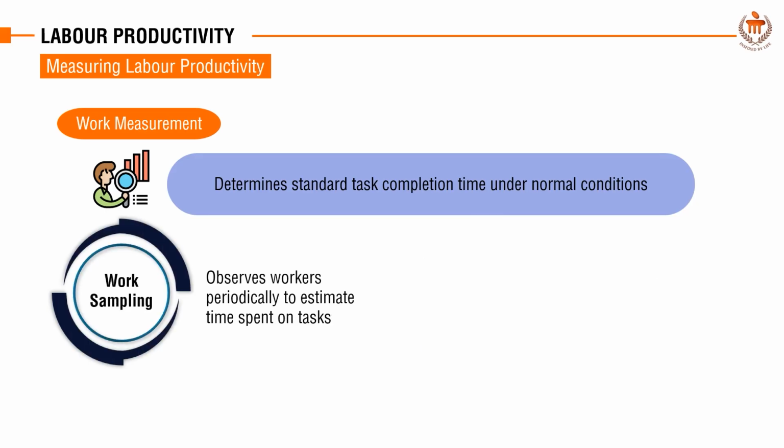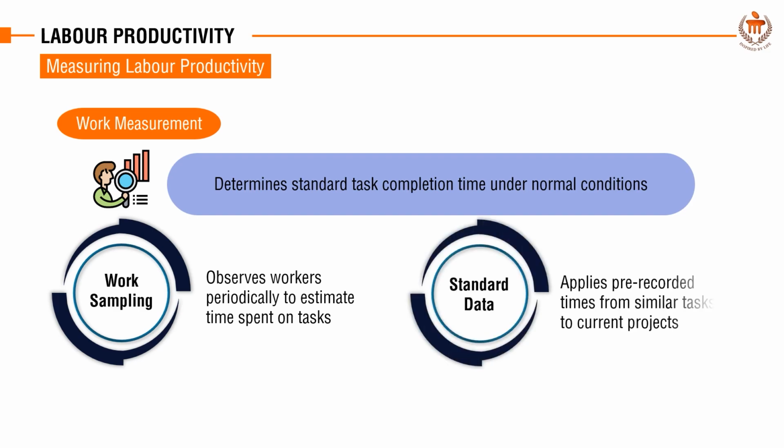Work sampling involves periodic observations of workers to estimate the proportion of time spent on different activities. And standard data uses pre-recorded time values from similar tasks to estimate the required time for current tasks.